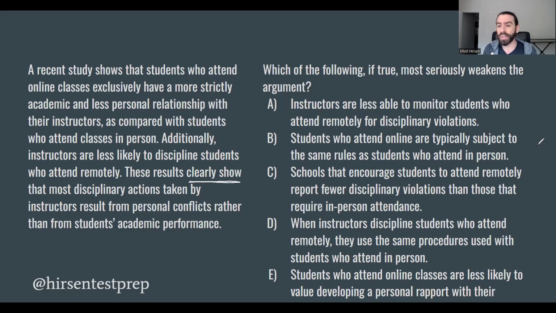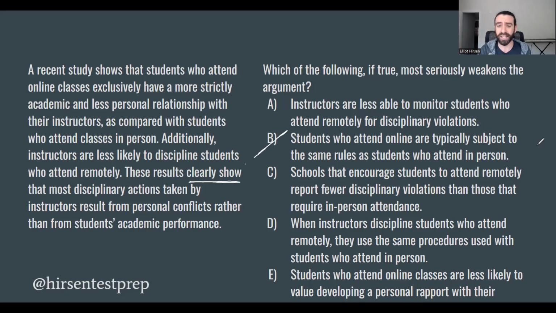So B says students who attend online are typically subject to the same rules as students who attend in person. Okay, so this is actually giving us some equivalence between the online and the in-person students. We're looking for some difference between them that would account for the difference in how much discipline online students face versus in-person students. So I don't like it for that reason, but hopefully you're also saying it doesn't really get at the cause, right? We had cause and effect. We're looking for what's causing less disciplinary action to be taken. B doesn't really get at that at all, so we're going to eliminate it.